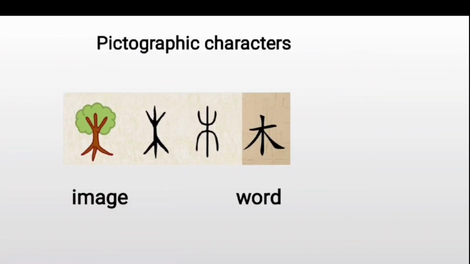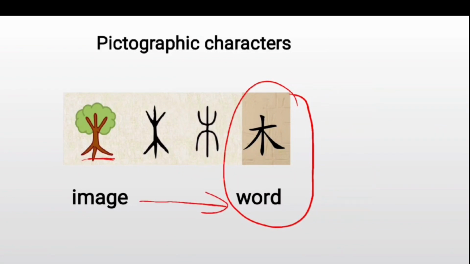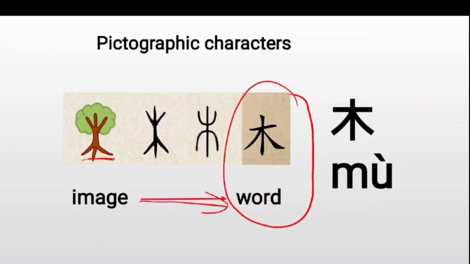Let's have a look at another word. Can you guess what this means? It comes from the image of a tree to the word. It means the tree, and it means the wood. Can you try to read it? M, U, and the tone is the fourth, so it goes down. M, U, mu. Yes, so this word is called mu. It's related to tree and wood. Okay, we've learned the character mu.